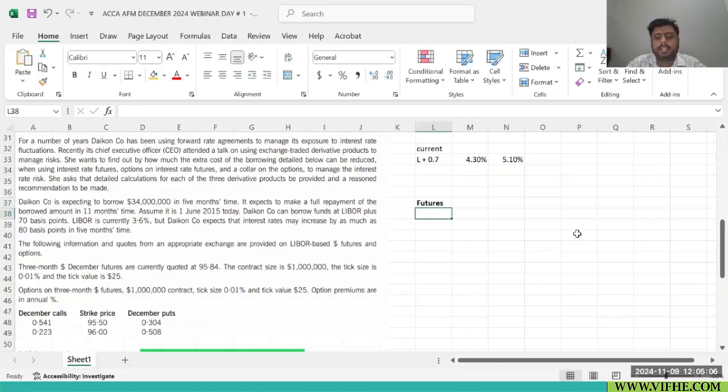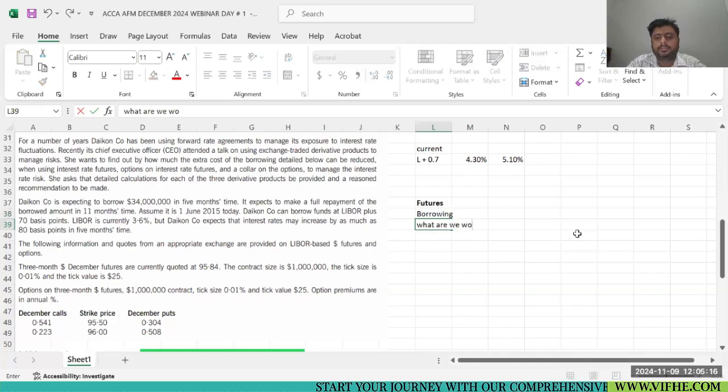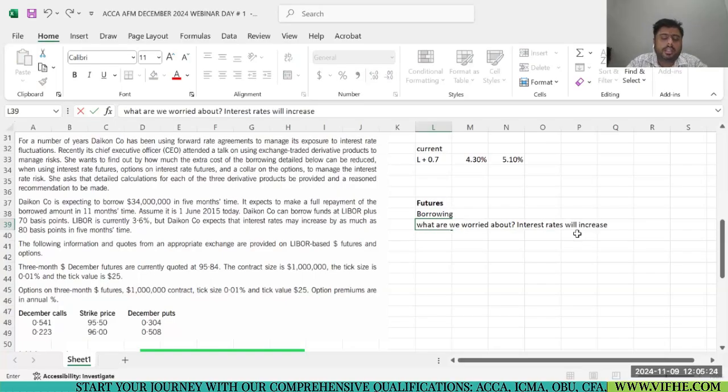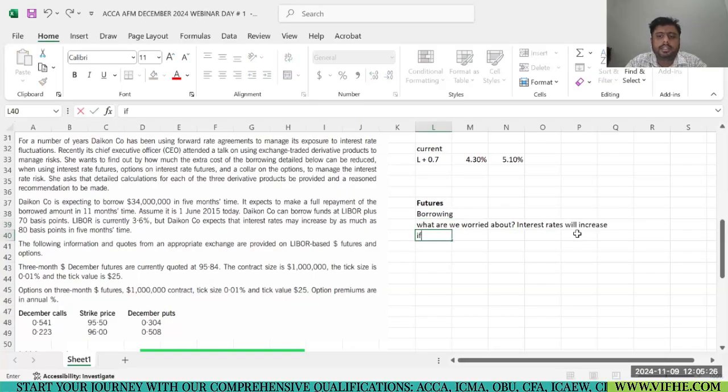What will be our strategy? This case is for borrowing, correct? In case of borrowing, what are we worried about? We are worried that interest rates will increase. And we know that if interest rate increases, what decreases? If interest rate increases, futures price decrease.